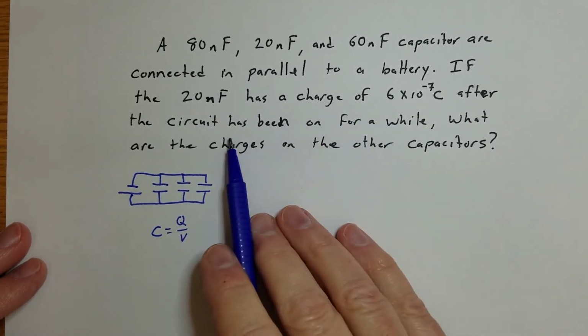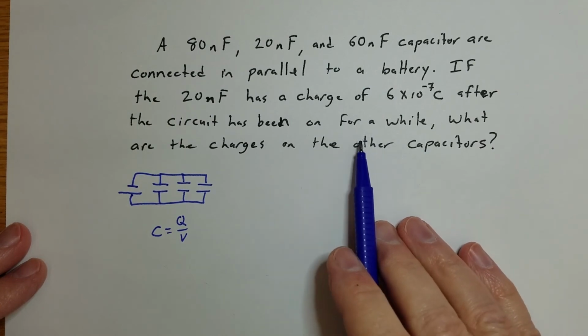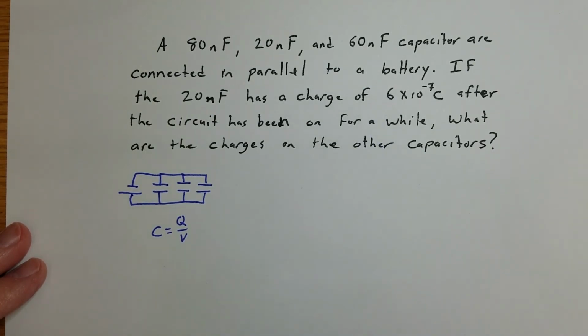And it says this has been on for a while, so the capacitor should be fully charged. And that's usually what we'll find, is that they'll say something like it's been on for a long time, so the capacitors are fully charged.